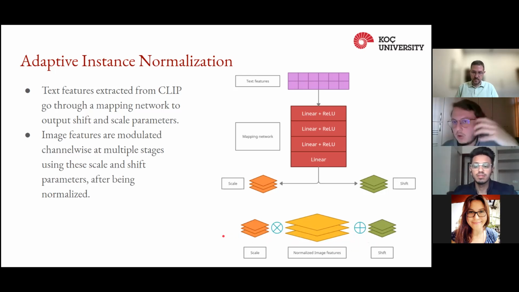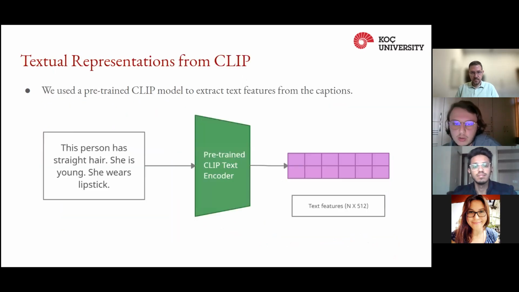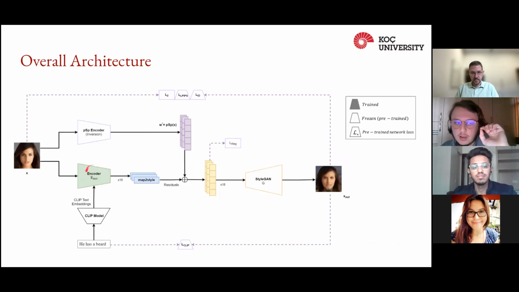So again, we are hoping that once we learn these scale and shift parameters, and once we modulate the image features using this text, the new image features are aligned with the textual description, thanks to these text features coming from the CLIP embeddings. So where exactly do we use this adaptive instance normalization? One thing I forgot to mention is that this encoder shares almost the same architecture as this PSP encoder here. The only difference is we add some adaptive instance normalization layers at 3 different stages.